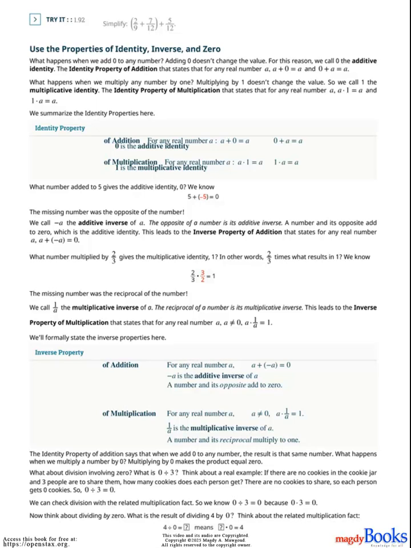B. Of multiplication. For any real number a, a dot 1 equals a, and 1 dot a equals a. 1 is the multiplicative identity.